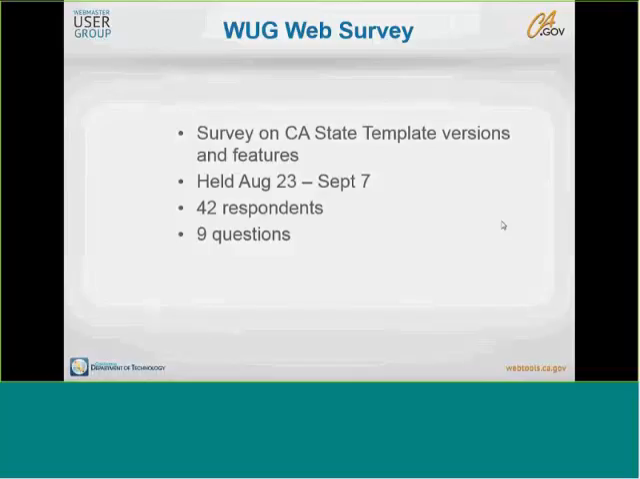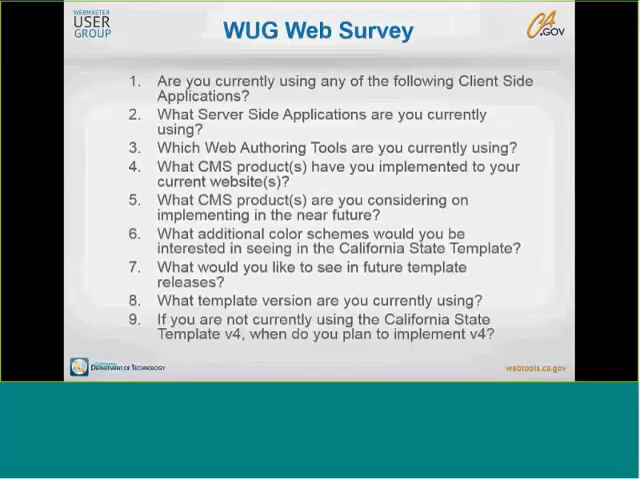Okay, we're moving on to our next topic, which is our web survey. We did a survey on the California state template, its different versions and features, and an attempt to make it work better for everyone, not just everyone here, but the Californian users in general. We held this survey between August 23rd and September 7th. We ended up with 42 respondents, and the survey consisted of 9 questions.